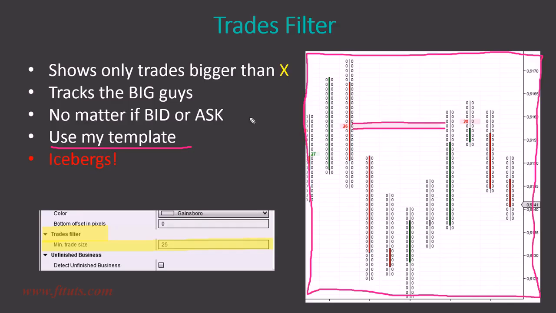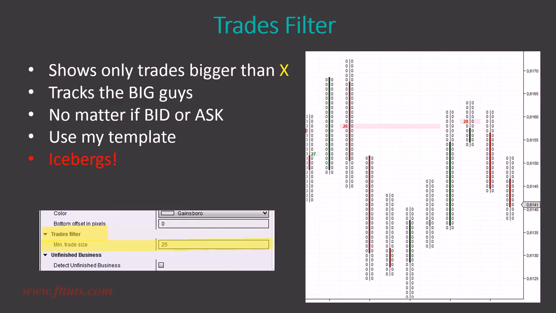The template will do that too, but there's one thing you'll probably need to change if you want to trade other trading instruments than currencies. You can find it in the indicator settings, and in here you can change the trade size, the minimal trade size it will show. So if this number is 25, then it will show all the trades which were bigger than 25 contracts. So in here there's 26. If this was 24, it would show as a 0.